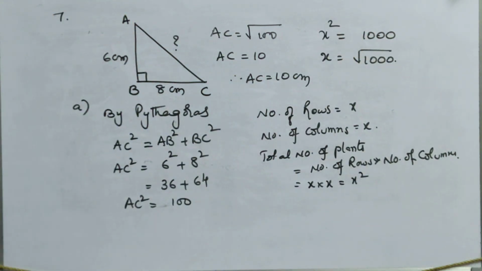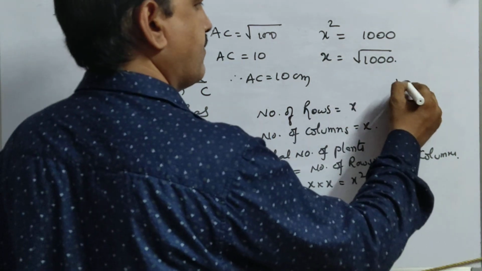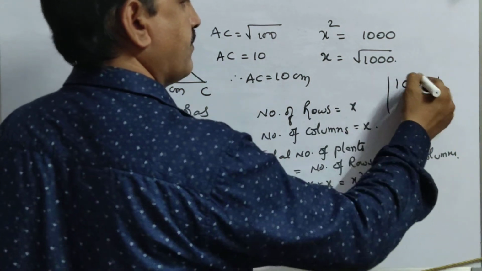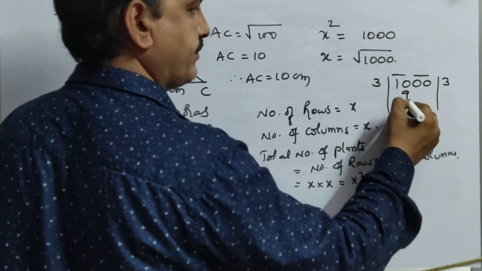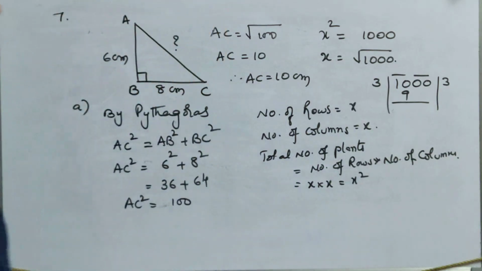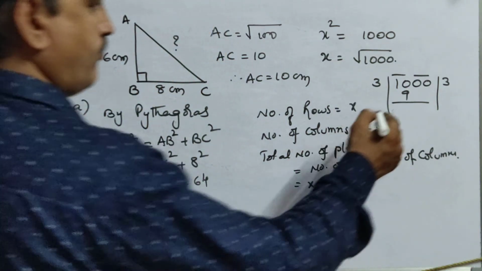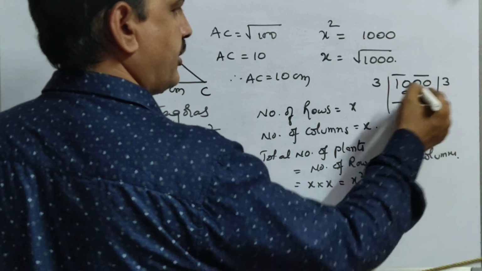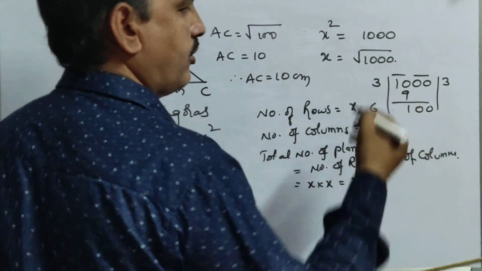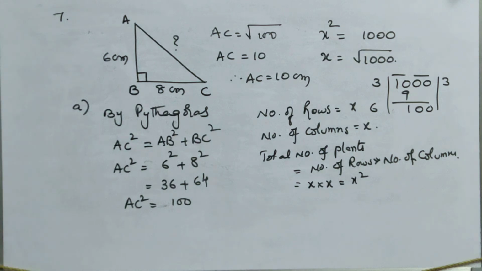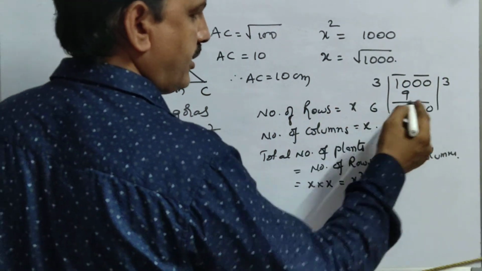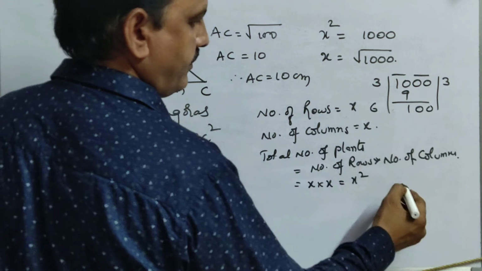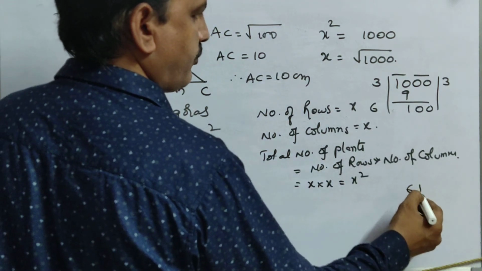Okay. We will check it. Three threes are 9. Okay. 10 minus 9 is 1. Then 0, 0. 3 double is 6. But are you getting a perfect square here? No. So then what to do? Okay. So here we write 3, 6. Once we will check it.